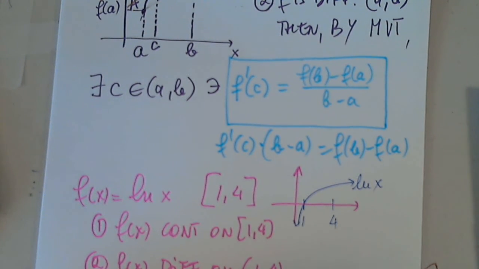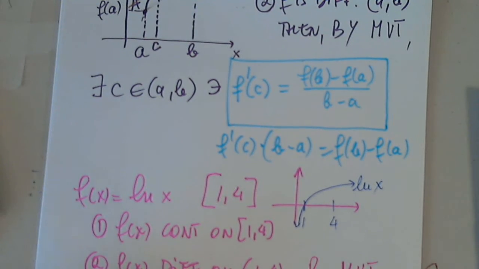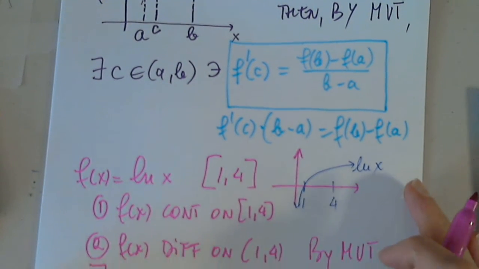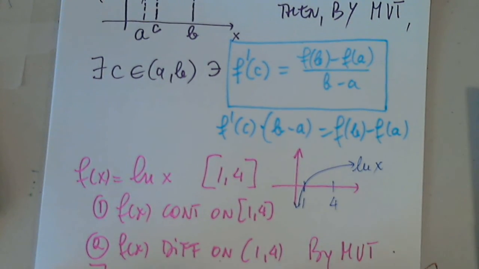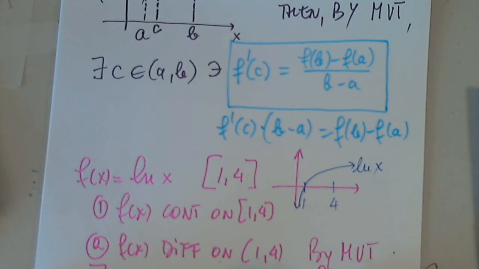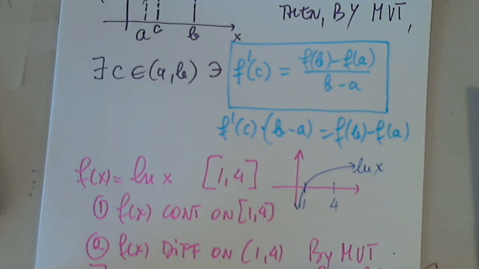Then, of course, by MVT, there exists a c in the open interval (1, 4), which means not 1 and not 4, such that f prime of c must equal f of 4 minus f of 1 over 4 minus 1.